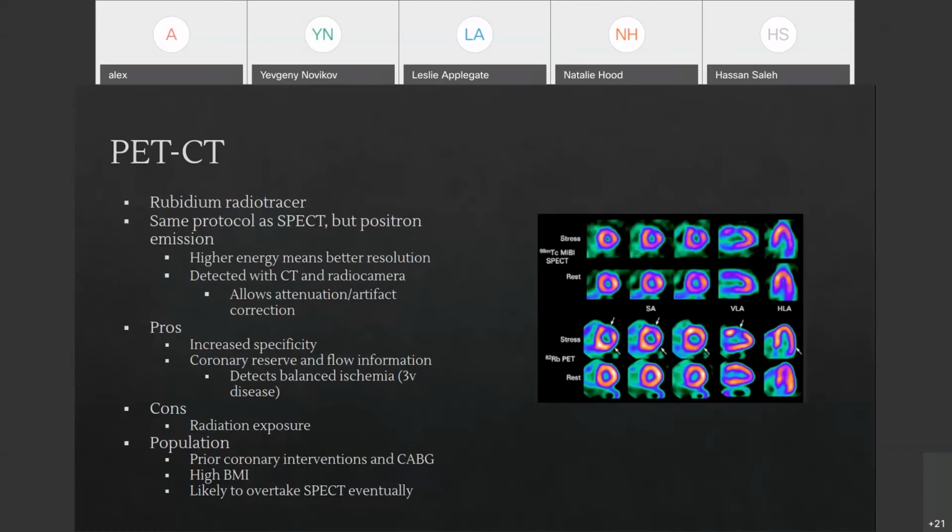Neither one is particularly good at evaluating the RV. For RV evaluation of any kind, an MRI is by far the best test, but there aren't great tests for RV ischemia. Even echo for RV function is just okay. You can tell if an RV is wildly dilated on a PET or a SPECT, but that's about it.